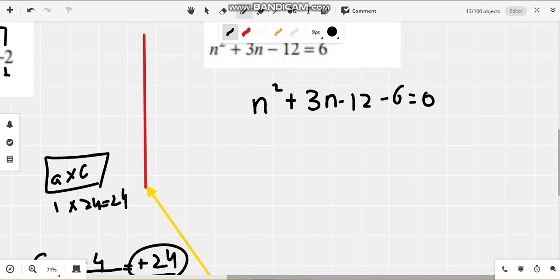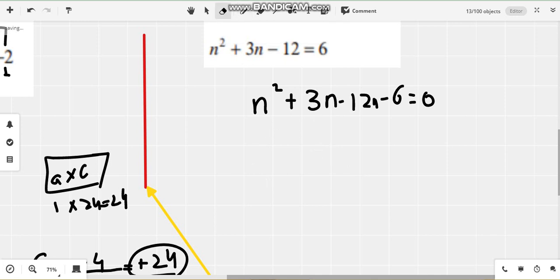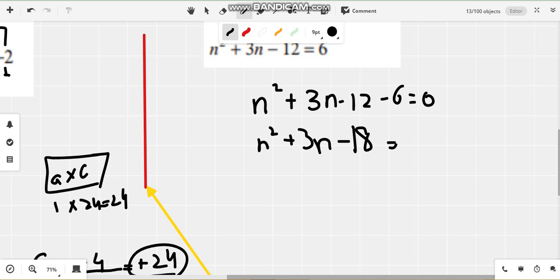And then after that you will see that in the first term what thing is common, so you take out the n from it. Okay, so 3n minus 12, oh yeah, 12 has no n. 12 is a constant term. So first of all we will do n square plus 3n minus 18, that's equals to 0.